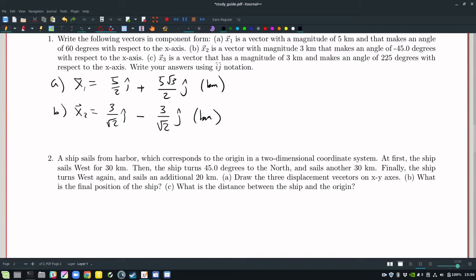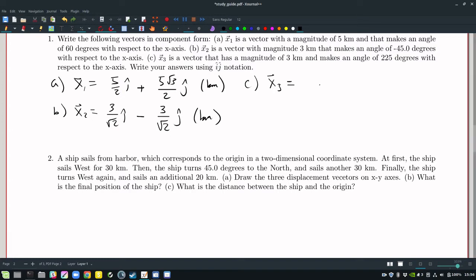How about part C? So x3 is a vector that has a magnitude of 3 kilometers and makes an angle of 225 degrees with respect to the x-axis. If this is x and that's y, this angle is right here. This is 225 degrees. It's 180 plus 45. So this angle right here is 45 degrees. So we'll just keep in mind that both the x component and the y component will be negative because we're going to the left and then down. But the rules about 45 degree right triangles still apply.